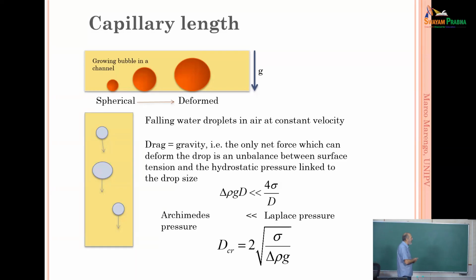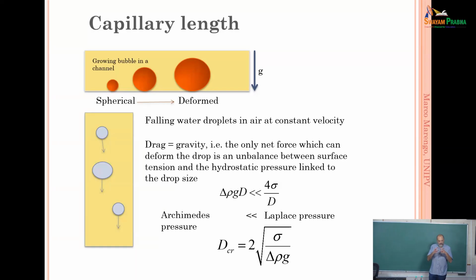And if we compare, we get a kind of critical diameter that is equal to 2 multiplied by sigma divided by delta rho g. This can be written even in a number called the Bond number, which is delta rho g divided by sigma. But what is this critical diameter?